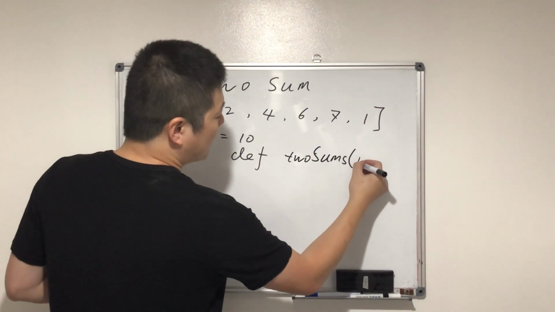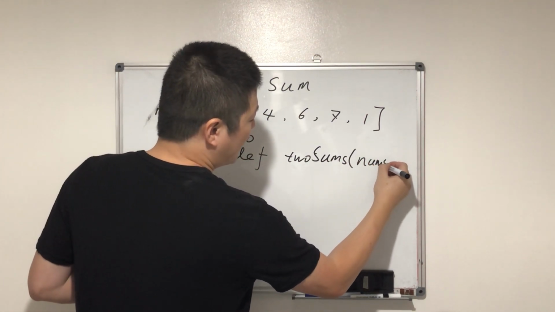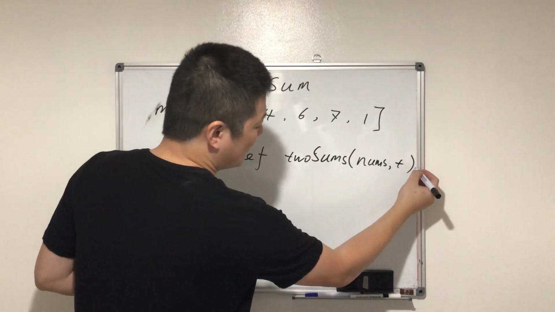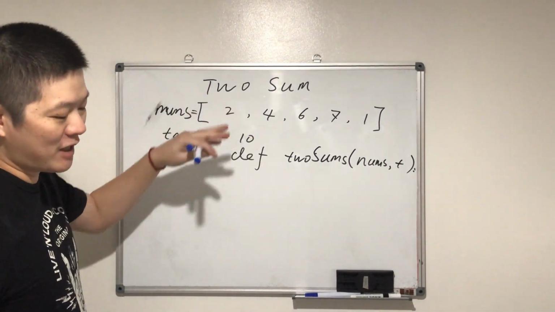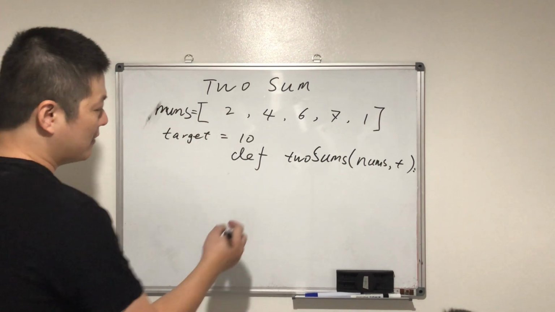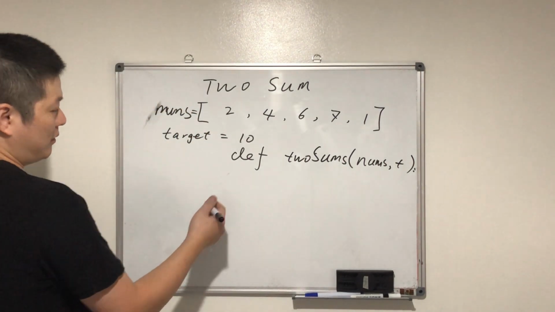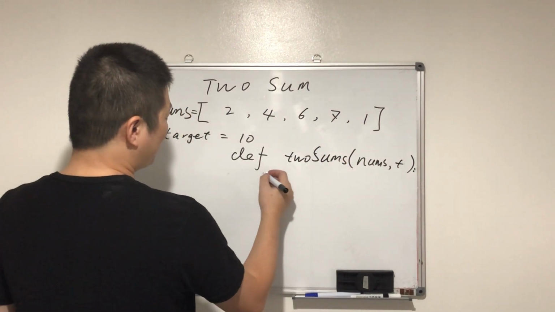Def two-sum. And there was nums, and there's a target. Let's just call it T. So we can iterate all the numbers, right? You need to say T equals target. That's okay, we just pass the T. So how can we do it?